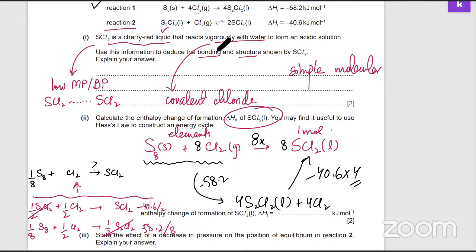This was reaction number 1, minus 58.2. And this was the other reaction. One path is equal to the other path. So that would mean 8x is equal to minus 58.2 minus 40.6 times 4. And you solve for x.